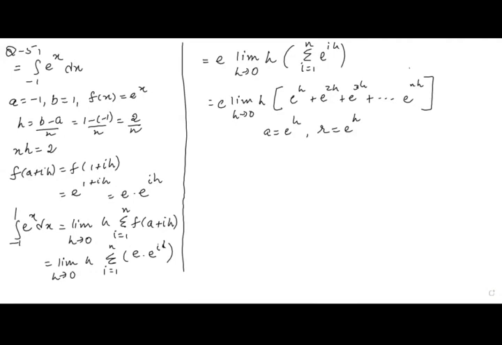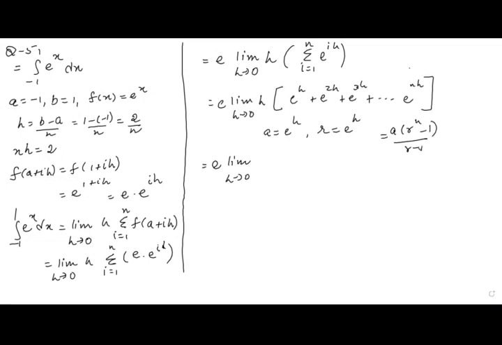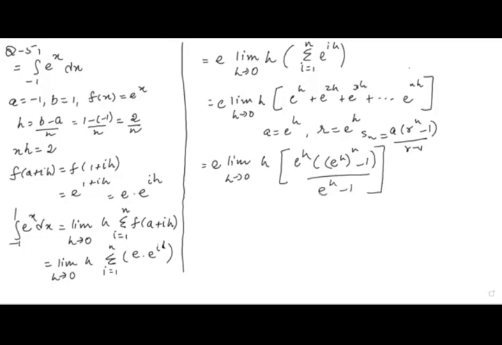And we also know the summation of GP as a into r raised to n minus 1 upon r minus 1. This is the summation of geometric progression. So a r raised to n minus 1 upon r minus 1.